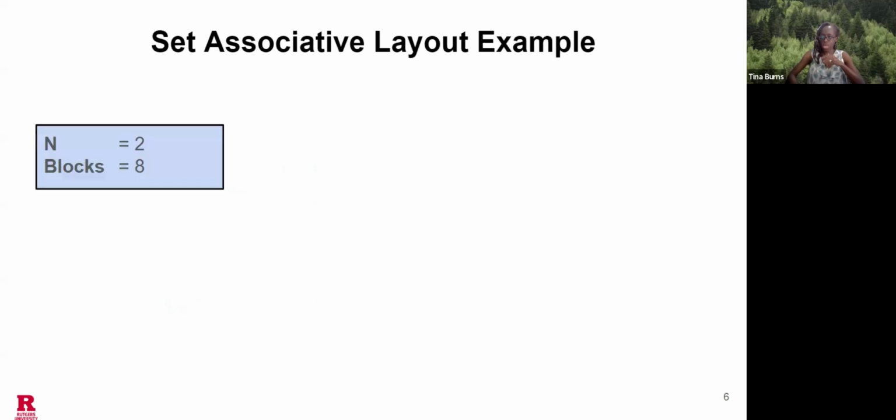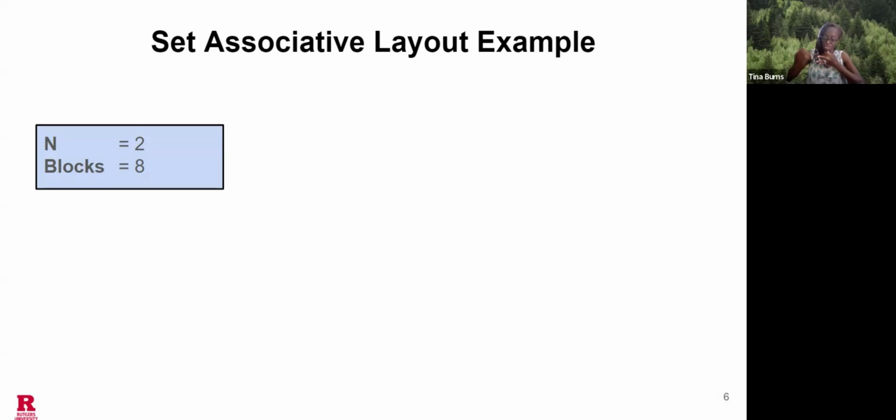So let's look at a layout. What if we said N is 2? N is 2 means that I have a 2-way cache. That means there are 2 blocks per set. And if I were to tell you that there's a total number of 8 blocks, I can use this information to give a layout of my cache. How do I do that? All I need to know is the associativity of the cache, the number of blocks, and I also need to know the number of sets.